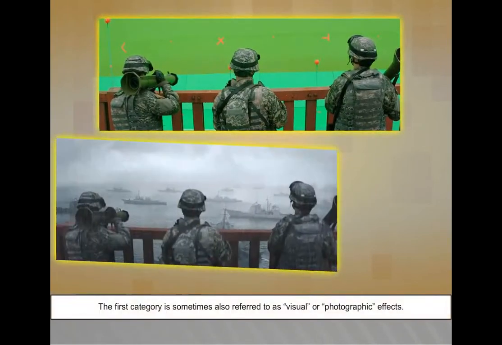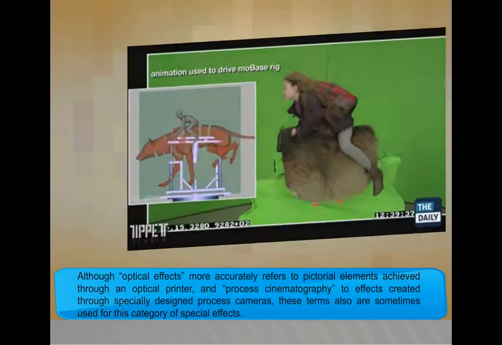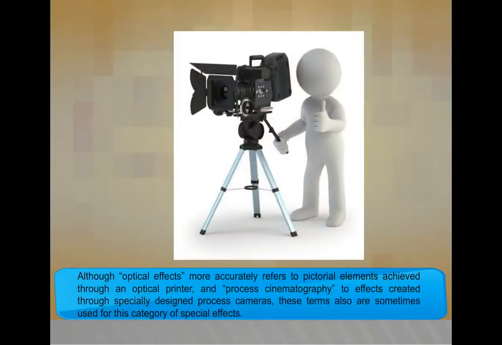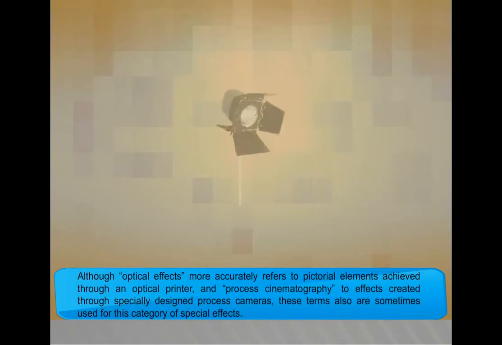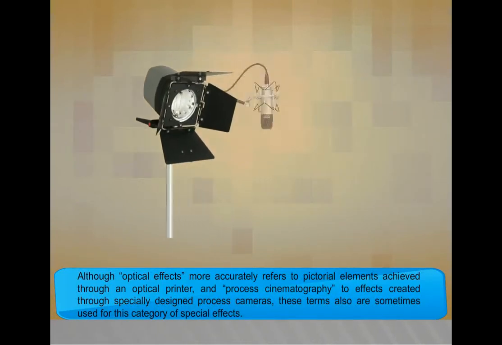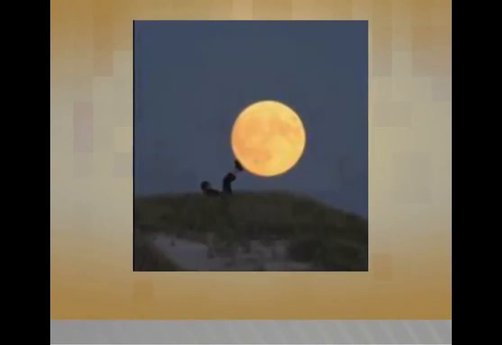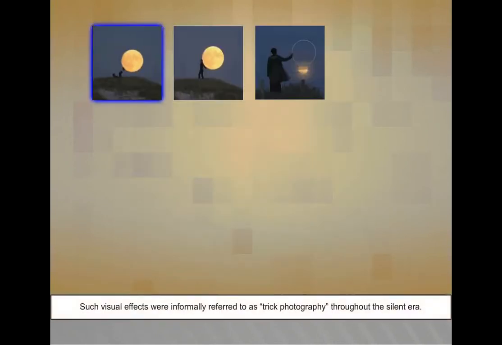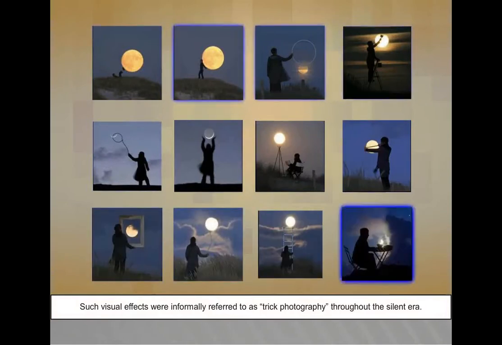The first category is sometimes also referred to as visual or photographic effects. Although optical effects more accurately refers to pictorial elements achieved through an optical printer and process cinematography to effects created through specially designed process cameras, these terms also are sometimes used for this category of special effects. Such visual effects were normally referred to as trick photography throughout the silent era.